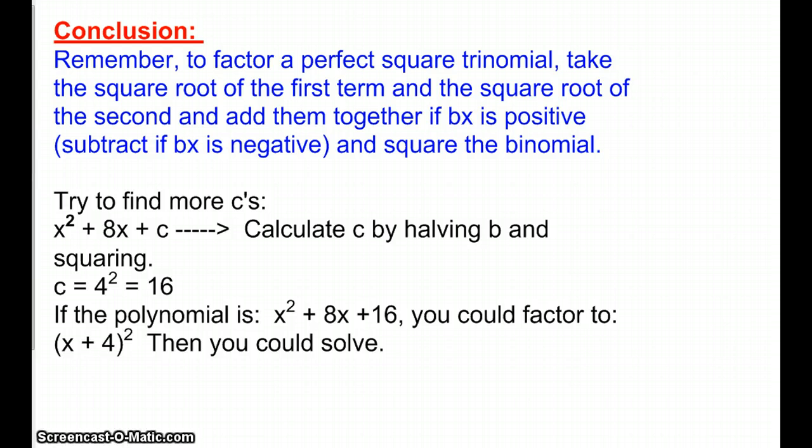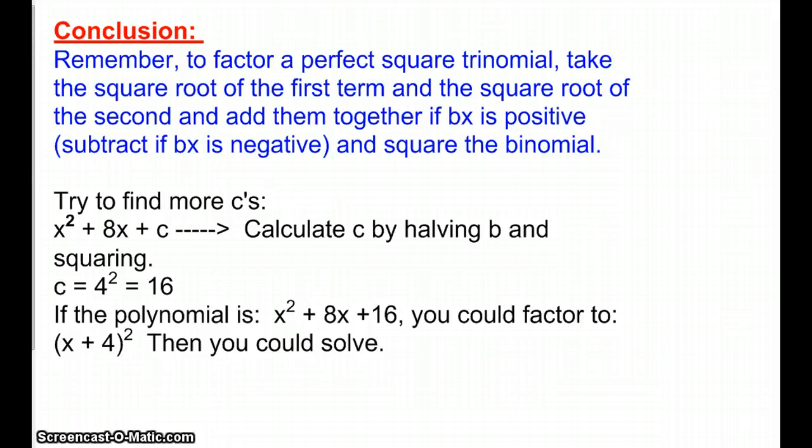So that is a perfect square trinomial, and it does work. Okay, so remember this. To factor a perfect square trinomial, you have to take the square root of the first term and the square root of the second term and add them together if bx is positive, or subtract if bx is negative, and then square the binomial. That sounds complicated, but it's really not. Okay, let's try to find some more c's to see if you can do it.